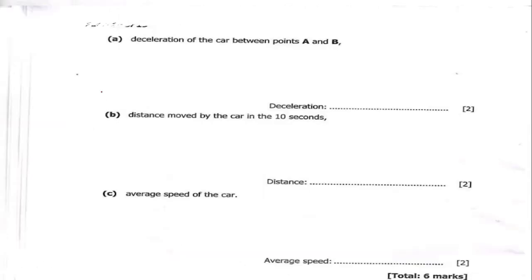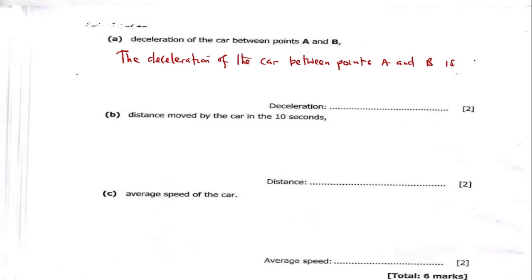So therefore we can say that the deceleration of the car between points A and B is 2 meters per second squared.